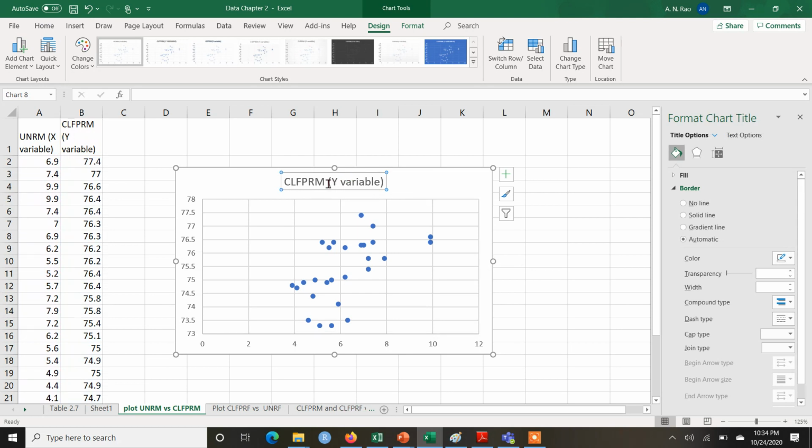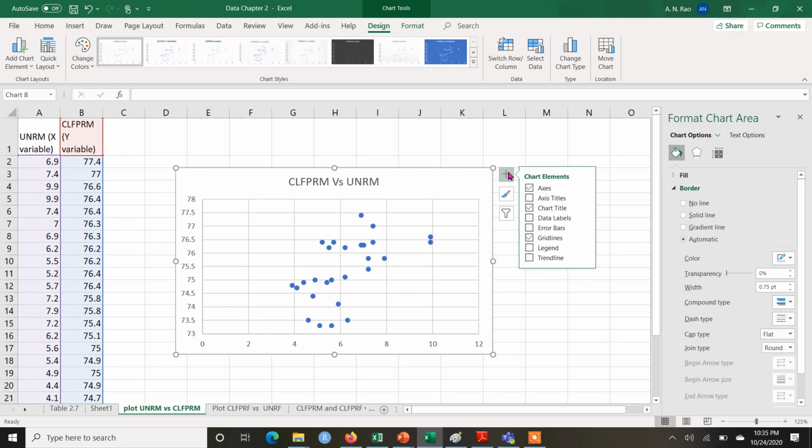One thing is that the heading is a little bit misleading, so we can always edit it. So I'll write CLFPRM versus UNRM. So this is a scatter plot now. I can add a trend line, so I click on this plus button and then I click on trend line.